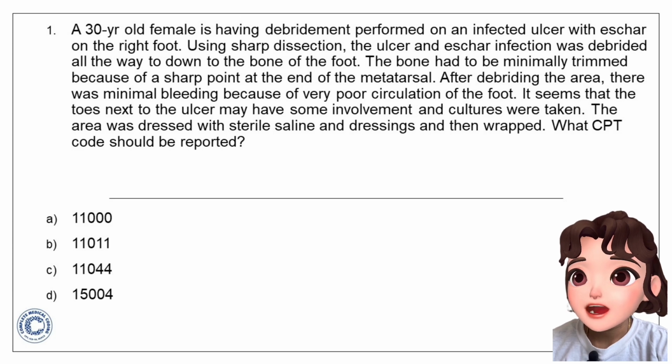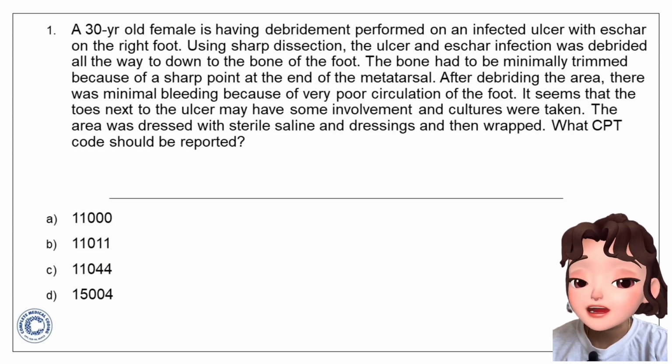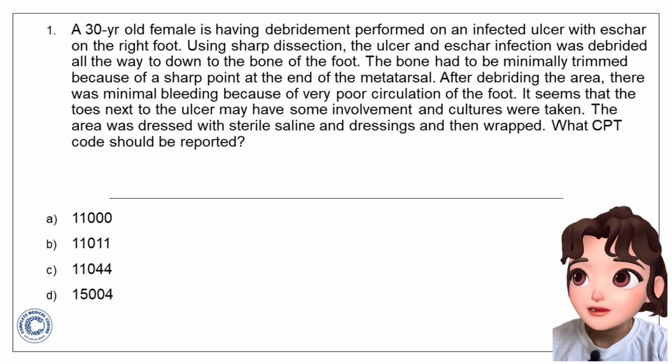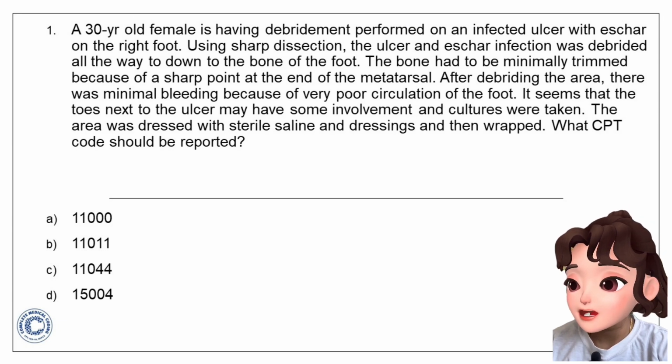So here we have to code only the procedure. What procedure is being done? Debridement on an infected ulcer on the right foot. The remaining is just explaining how the procedure is being carried out. So let's move to the first CPT code, 11000. What is 11000?